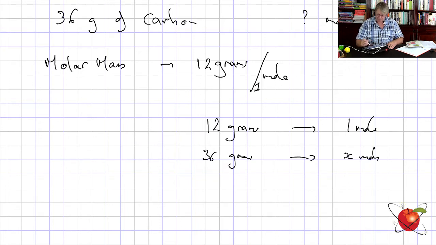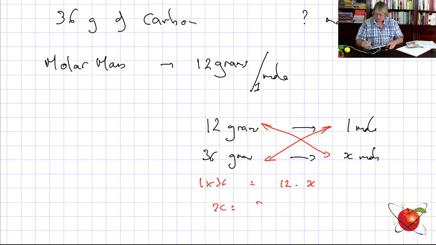The next step is we cross multiply. So 1 times 36 must equal 12 times X. Therefore, X is equal to 3 moles. All right? As you get the hang of this, it becomes a lot simpler and a lot quicker, and you start seeing it straight away.